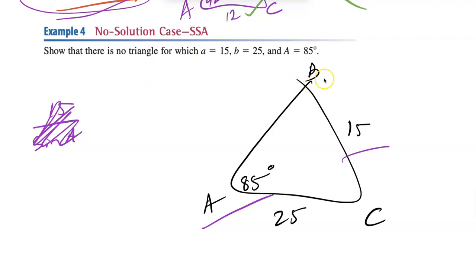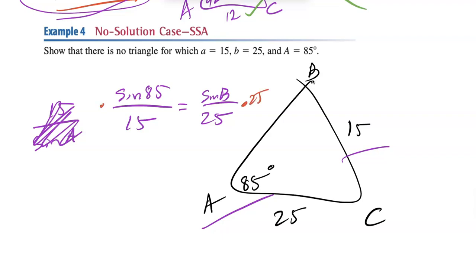Because we're going to look for an angle. Whatever you're looking for, you want that to be on top. So we're going to do sine of A, sine of 85 over 15 equals sine of B over 25. Get rid of the 25, multiply both sides by 25. We're going to put that into our calculator. We'll figure out what sine of B equals. And that's going to be 1.66.